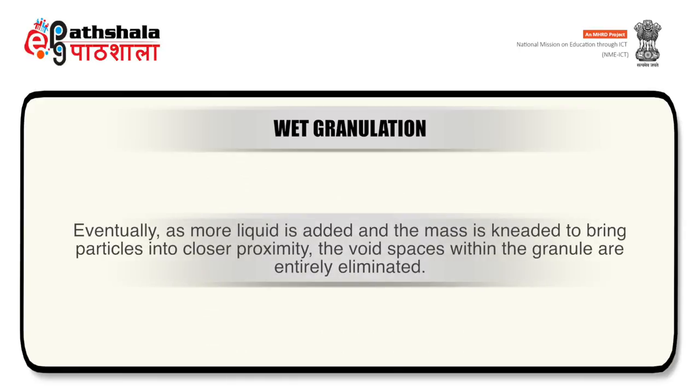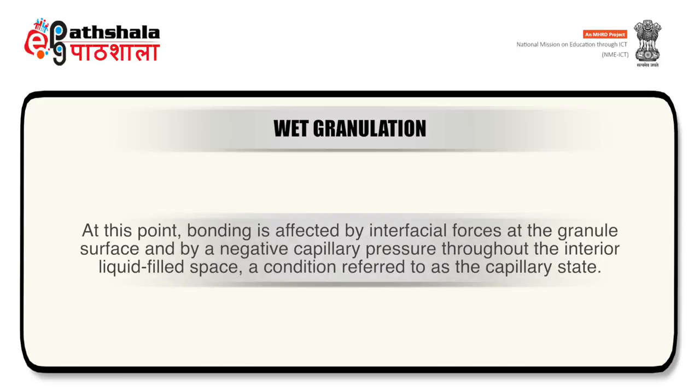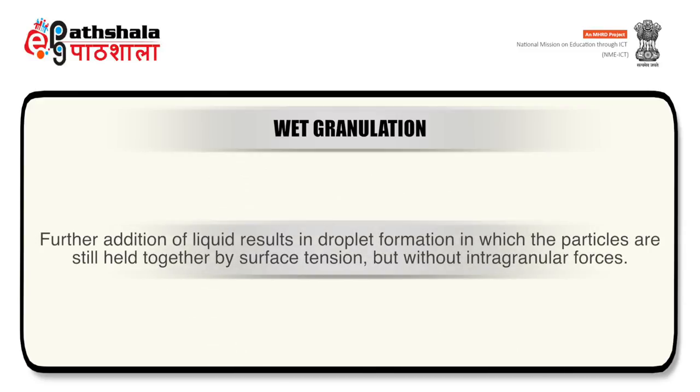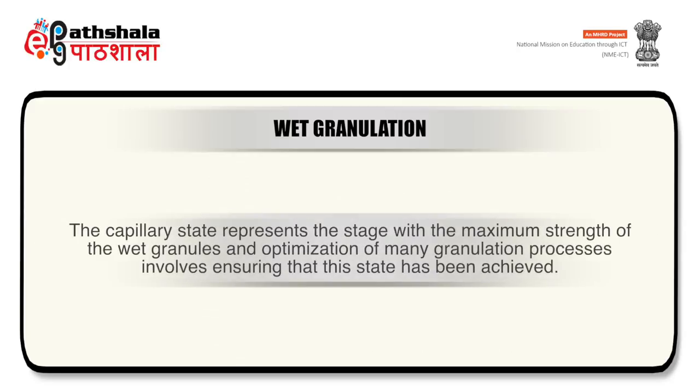Eventually, as more liquid is added and the mass is kneaded, it brings particles into close proximity. The void spaces between the granules are entirely eliminated. At this point, bonding is affected by interfacial forces at the granular surface and by a negative capillary pressure throughout the interior liquid filling the space, a condition referred to as the capillary state. Further addition of liquid results in droplet formation, where the particles are still held together by surface tension, but without intragranular forces. The capillary state represents the stage with the maximum strength of the wet granules. Optimization of many granulation processes involves ensuring that this state has been achieved.